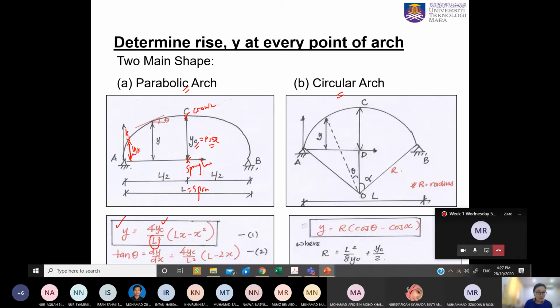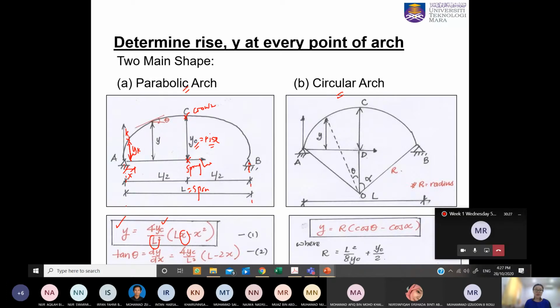Just now we have mentioned that the span runs between the spring line. So you need to identify where the center of this spring line is. Then the distance in between is the L. And the X here is the horizontal distance from your left support. Let's say if you want to find the K, so now this will be your X. Putting all this information into this equation, you can determine the YK.